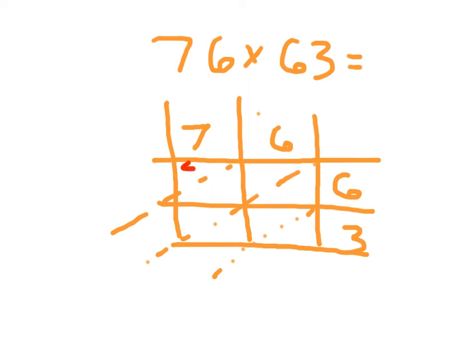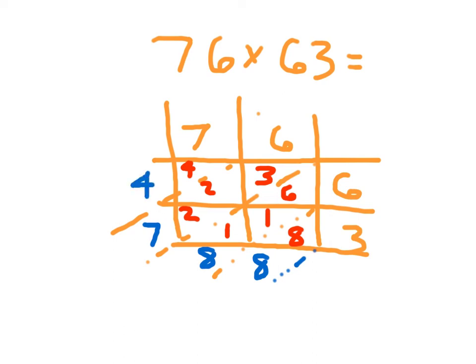7 times 6, which is 42. 6 times 6, which is 36. 7 times 3, which is 21. And 6 times 3, which is 18. After doing that there, I can go ahead and add along the diagonals. Careful not to add the 76 or the 63. So that 1's place is 8. 6 plus 1 is 7, plus 1 more is 8. 3 plus 2 is 5, plus 2 is 7. And then that final number there is 4. So my answer is 4,788.